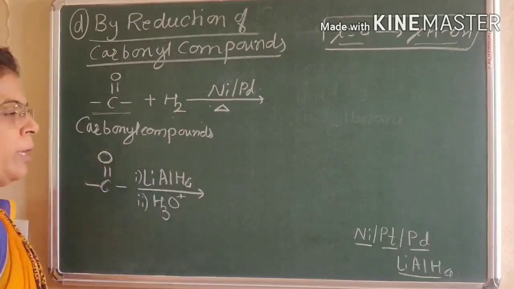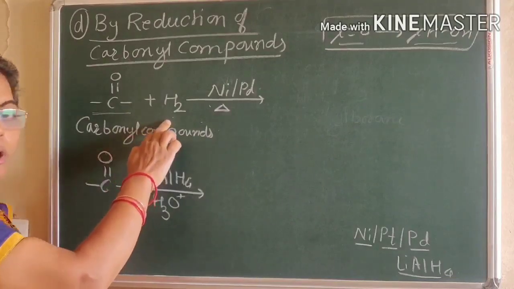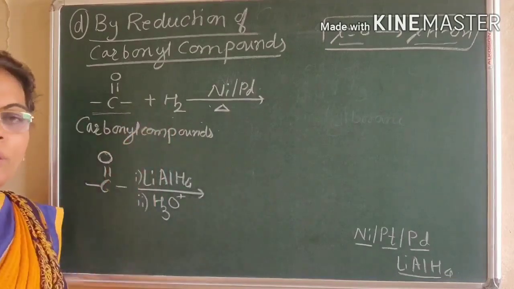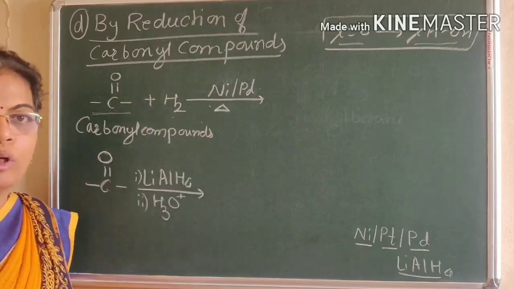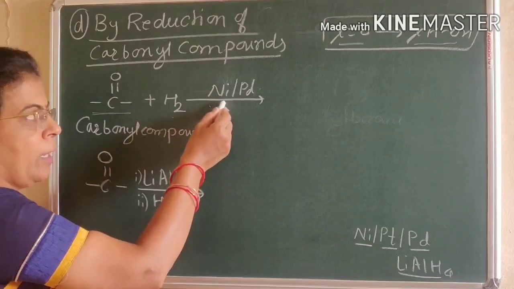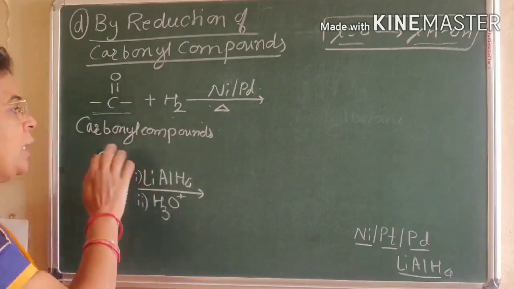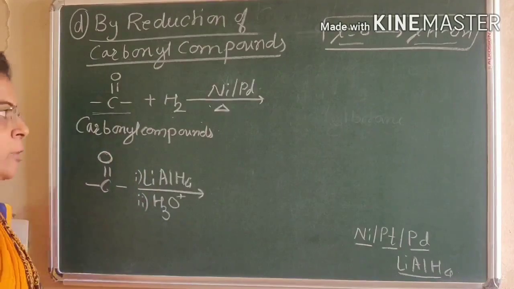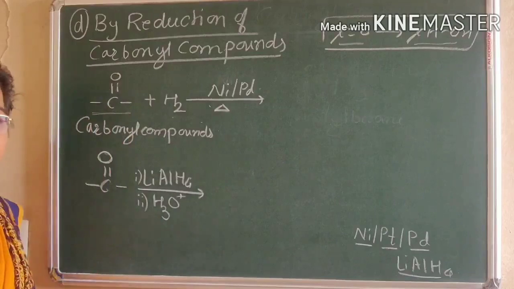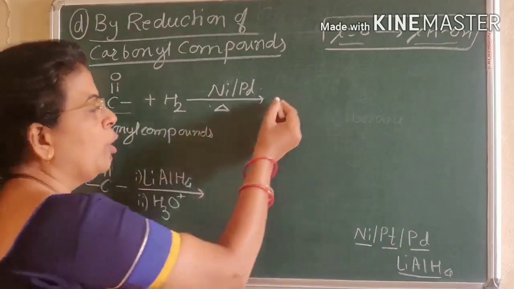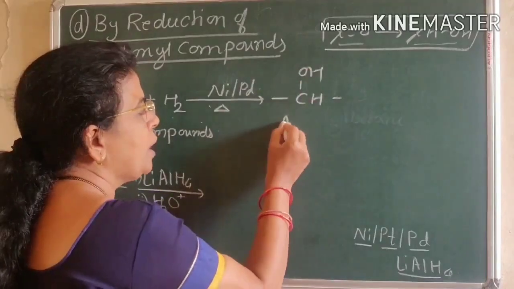Now when carbonyl compounds are hydrogenated, that is, addition of an H2 molecule is carried out in presence of nickel or palladium catalyst, then formation of alcohol takes place. Here addition of this H2 molecule takes place across the double bond of this carbonyl group to form alcohol. This is the alcohol.